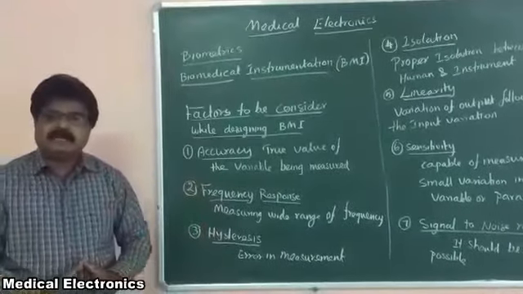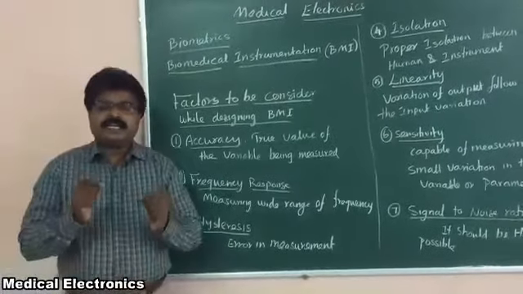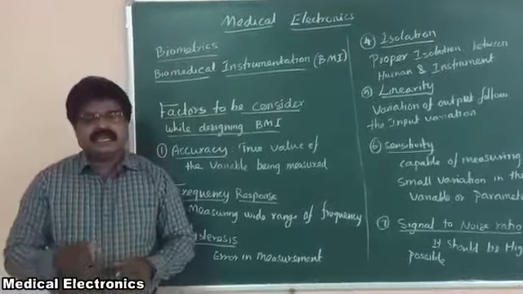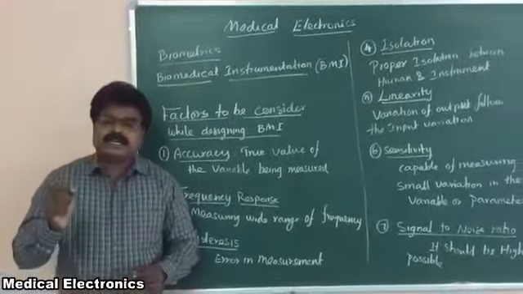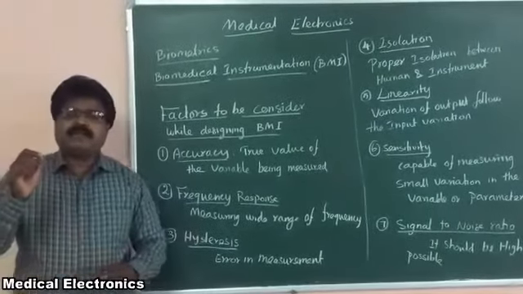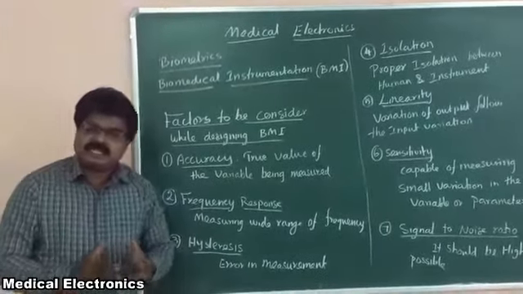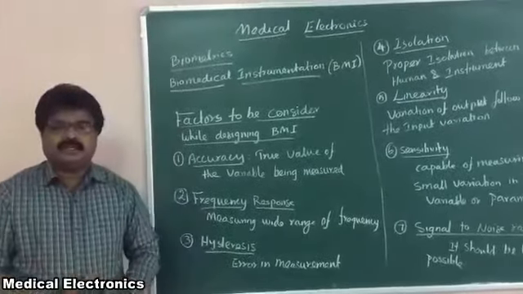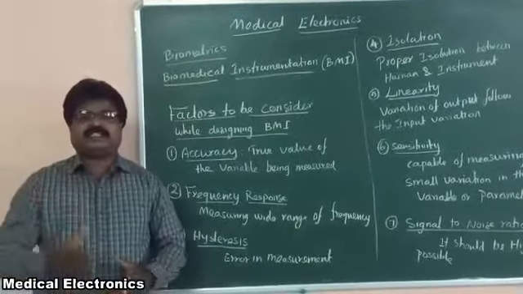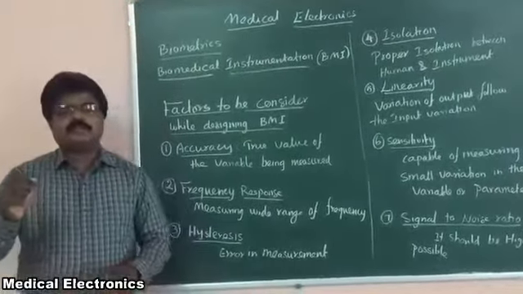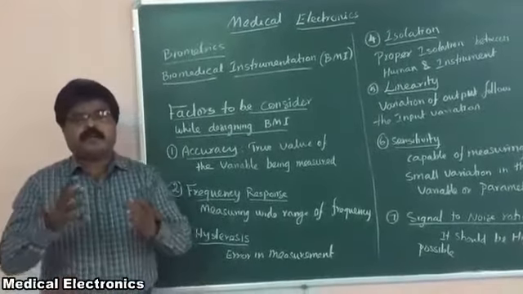Third one is hysteresis. Hysteresis is nothing but error in measurement. The biomedical instrument must give very accurate results, so the error must be minimum or equal to 0. So the instrument must be calibrated frequently. The connection must be given perfectly to avoid the hysteresis. So what is hysteresis? Hysteresis means error in measurement. The error must be 0 because the biomedical instrument gives accurate results. For that, the instrument must be calibrated frequently, as well as the connection must be given properly to avoid the hysteresis.